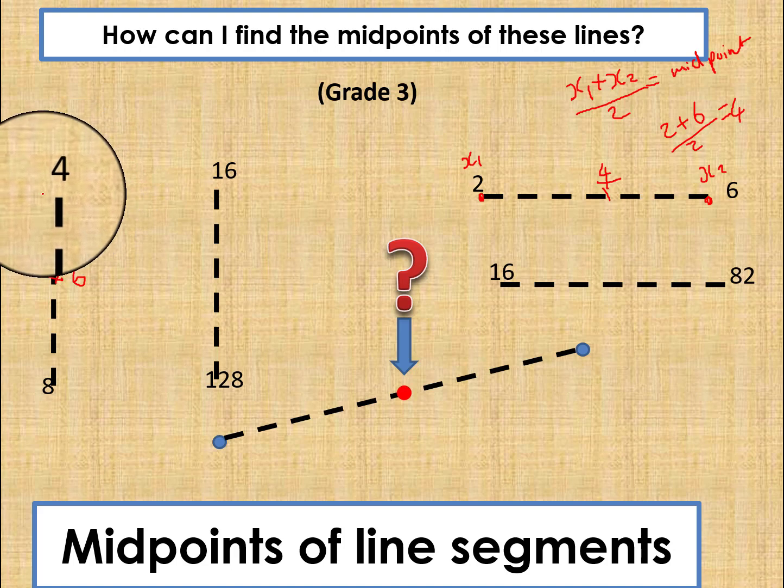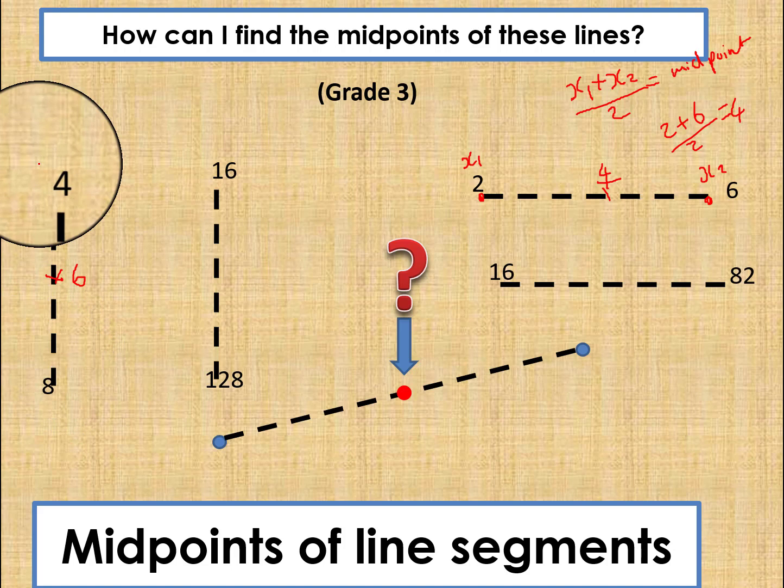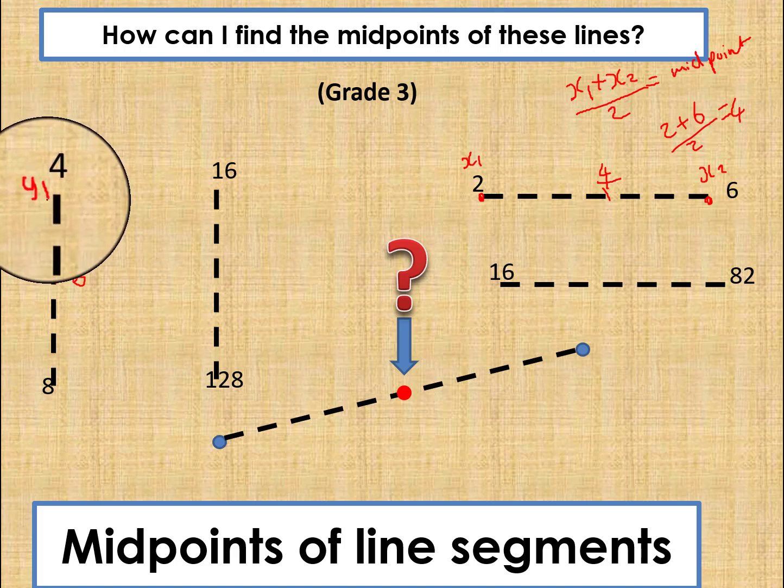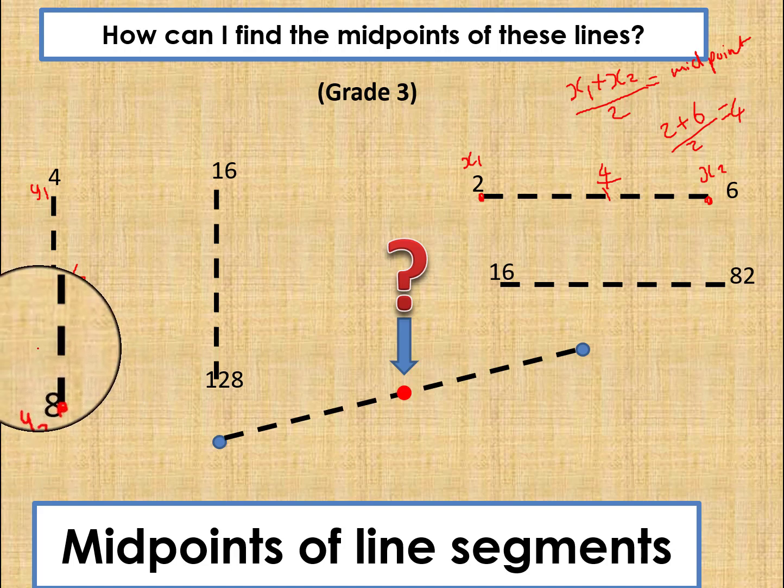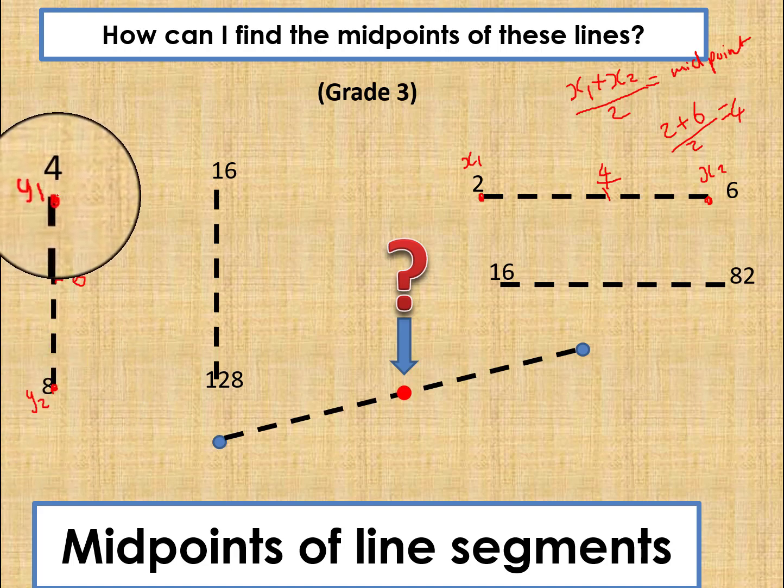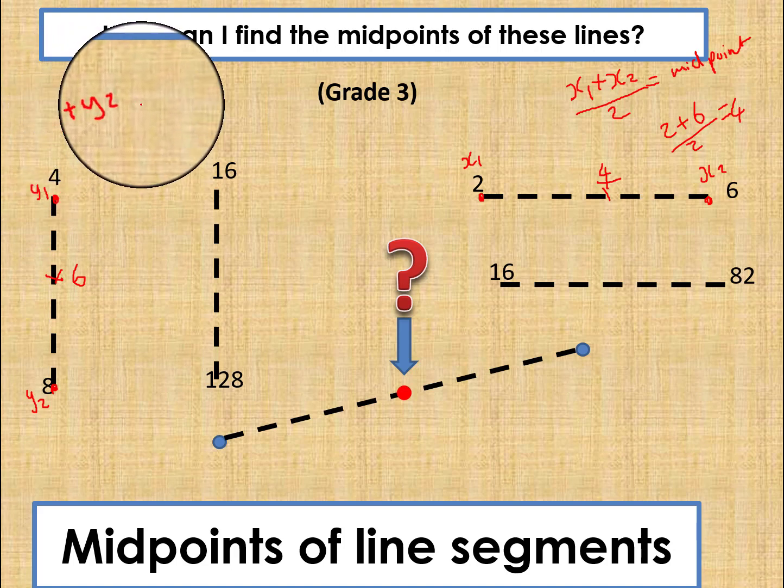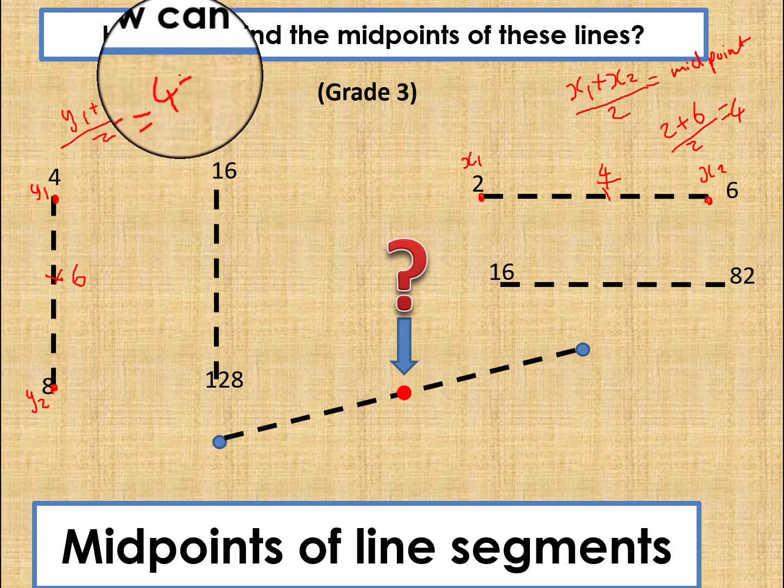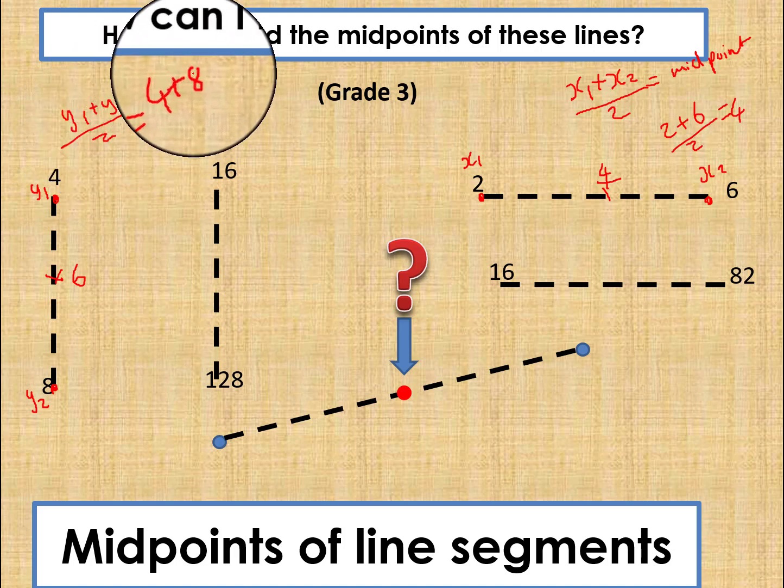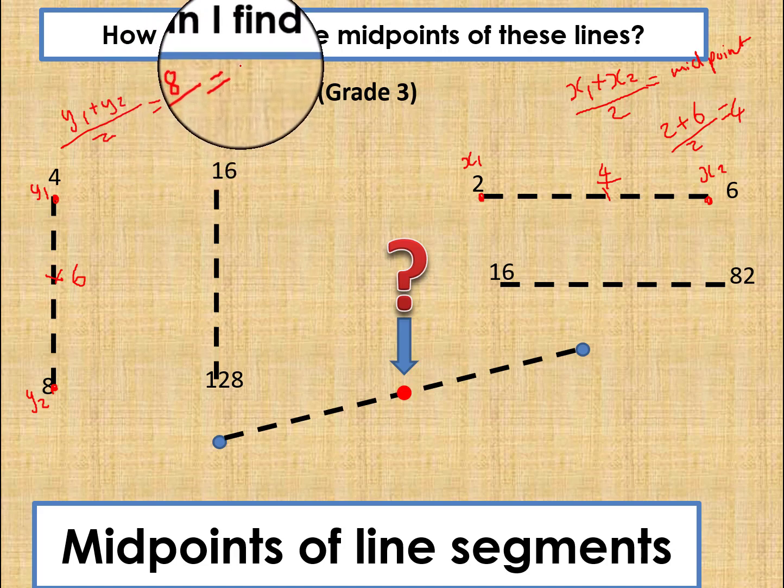Now, because this is a vertical line, and this is written the wrong way round, but let's just call that y1 and y2, because that's a vertical line. So the midpoint of this will be y1 plus y2 divided by 2, so that's 4 add 8 divided by 2, which equals 6.